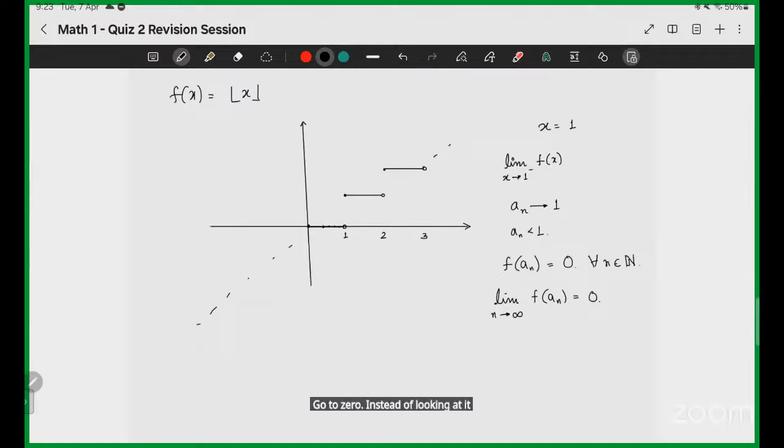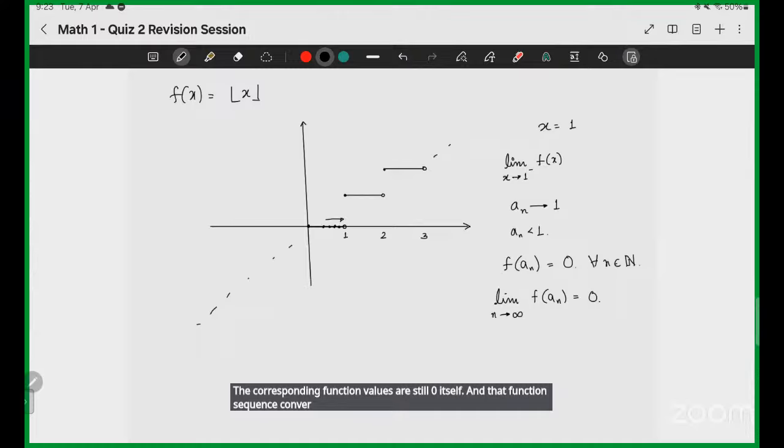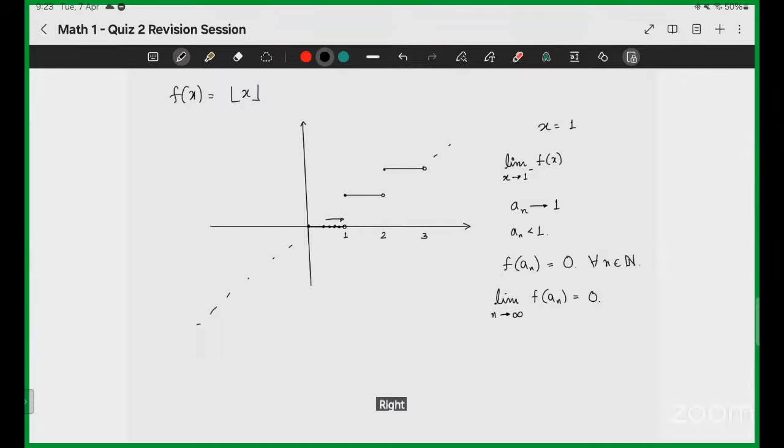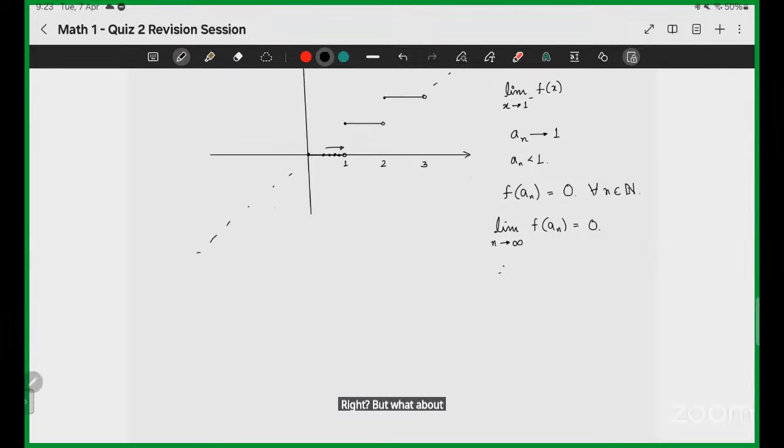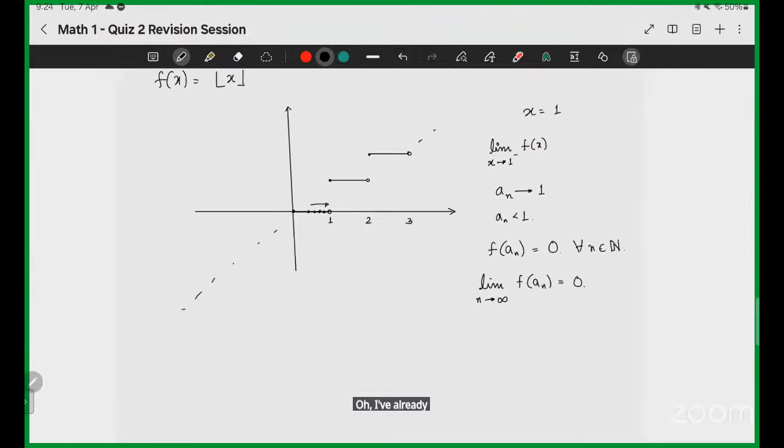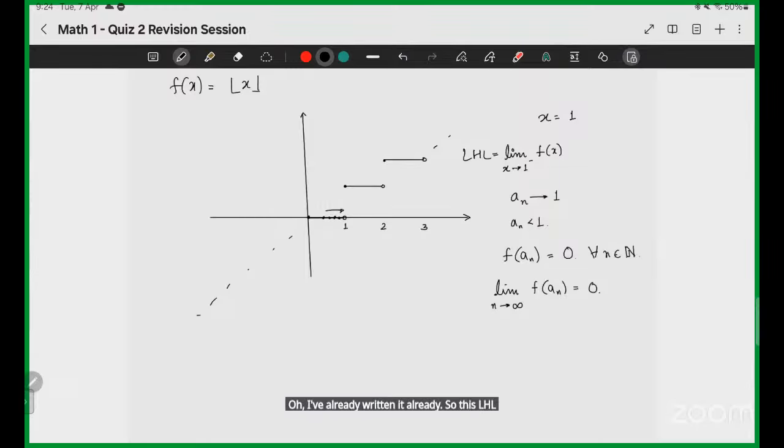Instead of looking at it in terms of sequences, even if you just look at the diagram, if I take a sequence of real numbers less than 1, close to 1, such that they converge to 1, the corresponding function values are still 0. And that function sequence converges to 0 itself. Right? So I'll call it LHL, left-hand limit, and this LHL is equal to 0.